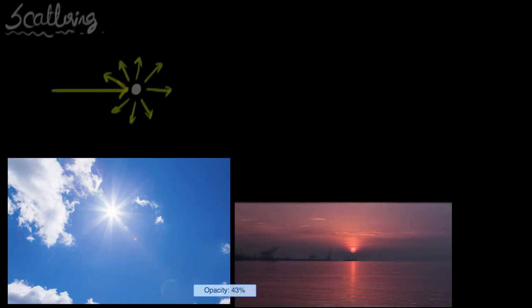Well, the short answer for this is that the molecules of our atmosphere, like the nitrogen molecules or the oxygen molecules, tend to scatter blue light more than red. So let's explore this in a little bit more detail. We've talked about scattering of light in previous videos.